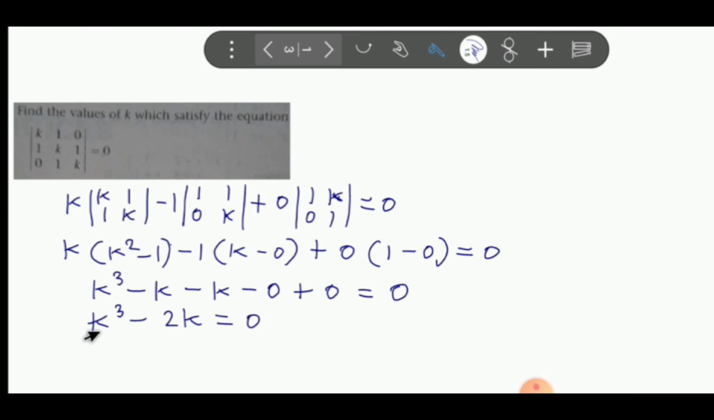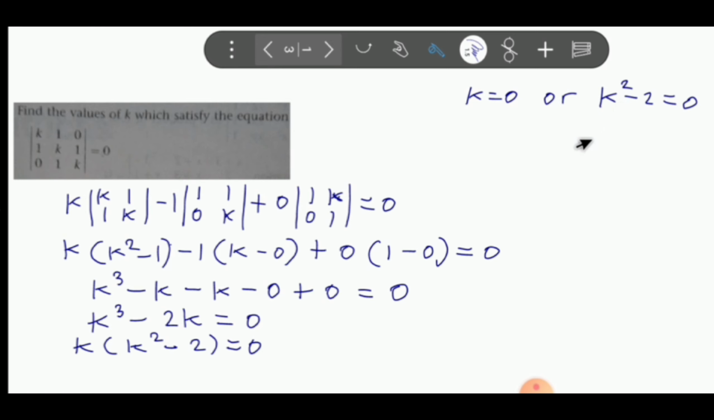So we can just say for here now, we factorize what? We factorize. K is common here. So we say k bracket, here will be k square minus 2 equal to 0. So let me continue from this part. So here now we say k equal to 0 or k square minus 2 equal to 0. So from here now I can simplify this.